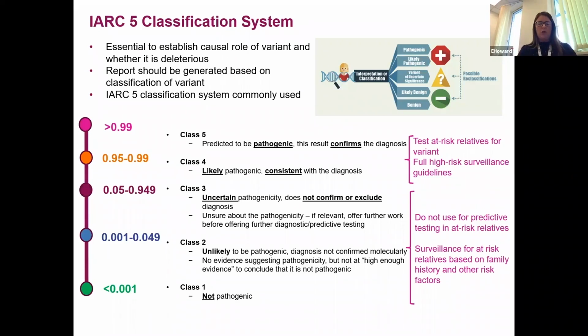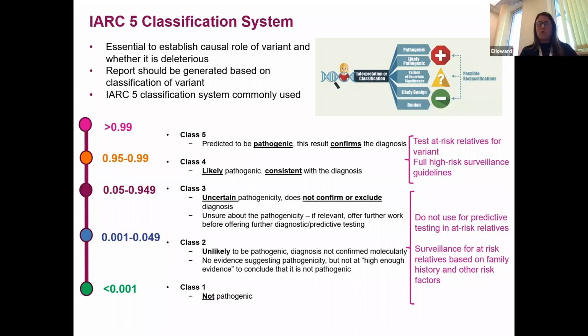So just touching on the IARC 5 classification system, which is the most common classification used to categorize these variants into classes. If we take each class in turn, starting with class 1, which is defined as not pathogenic, and then class 2 is unlikely to be pathogenic. For these categories, if your variant fell within these classifications, it would not be usual at all, and you wouldn't recommend using predictive testing on at-risk relatives.